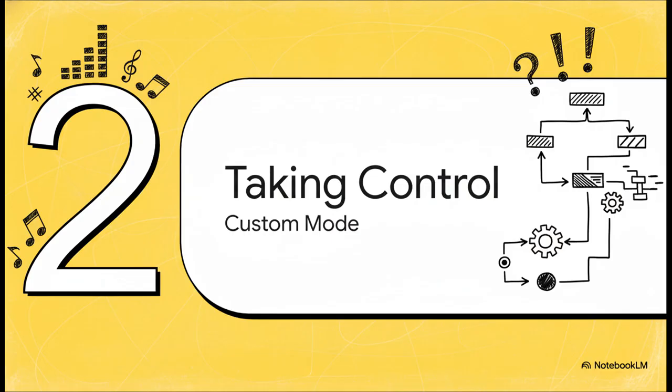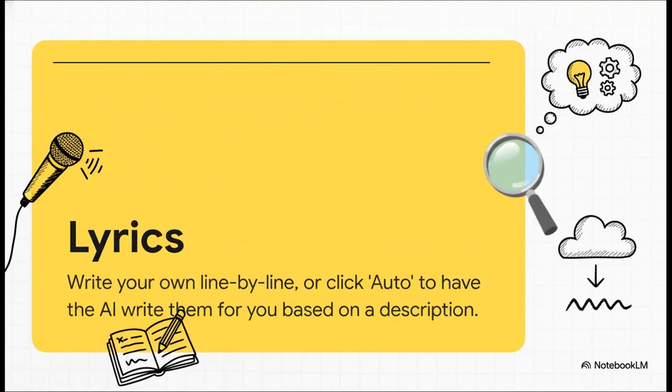Pretty cool, right? Now, if you're feeling a bit more adventurous, let's jump over to custom mode. It might look a little more daunting at first, but trust me, it's actually really straightforward once we break it down. First thing you'll see in custom mode is the lyrics. And you've got 2 clear choices here. You can either type in your own masterpiece, line by line, or if you're not feeling like a poet, you can just click Auto, give Suno a topic, and it'll write the lyrics for you.